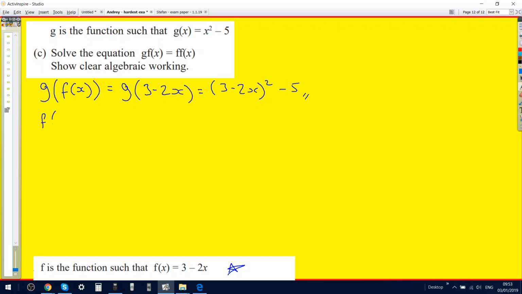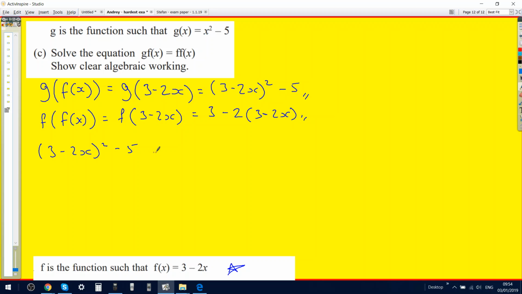How about the f of x? So you're just replacing the x with 3 minus 2x. So, okay, that's that. And then, how do we do this part C thing? And now this is the thing we have to solve.